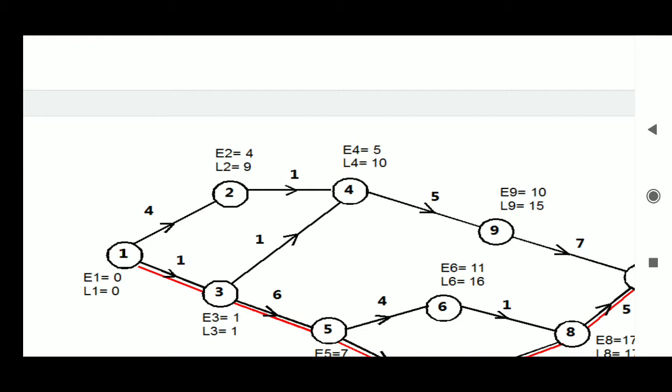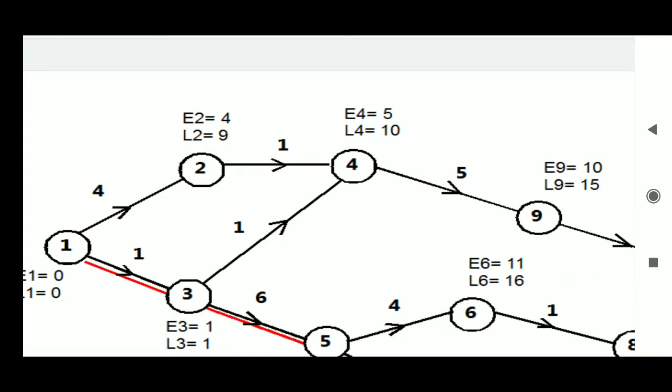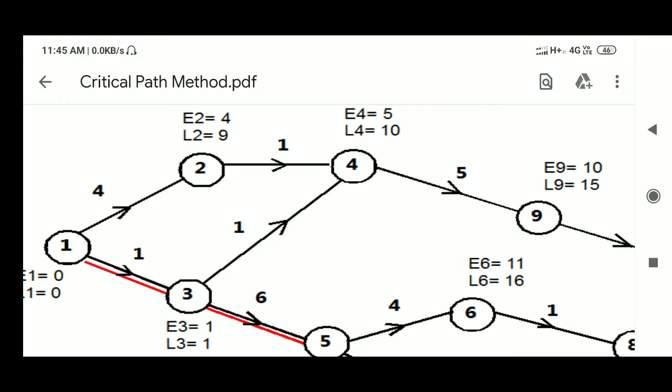Now we come to node 4, where two arrows converge. In the forward pass method you have to take the maximum time. E2 equals 4, and 4 plus 1 duration is 5. E3 equals 1, and 1 plus 1 duration is 2. So at node 4 there is 5 and there is 2. Here 5 is greater, coming from node 2, so 5 should be taken.